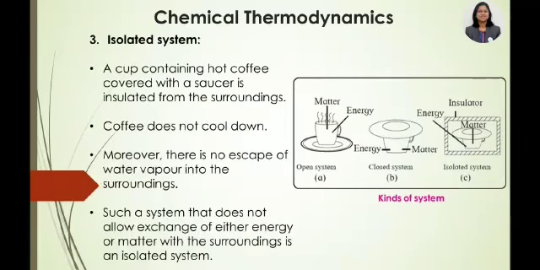Third type of system is isolated system. You can see the diagram, students. The picture will be more clear and you will understand easily. A cup containing hot coffee covered with a saucer is kept in an insulated box from the surrounding.